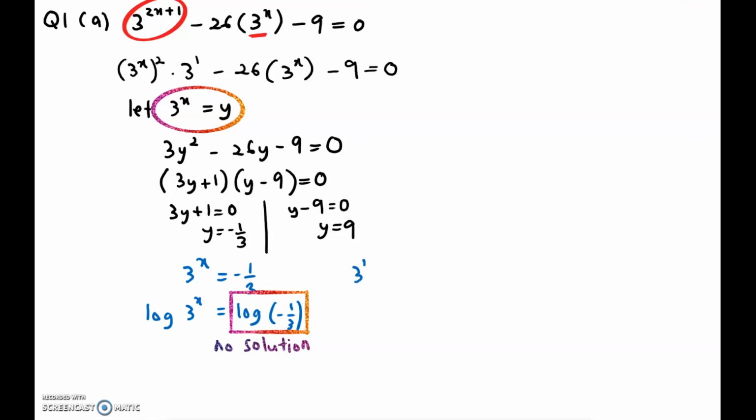So 3 to the power of x is equal to 9. Actually, for this part you can use indices. You can think, 3 to the power of what is equal to 9? So you will get 3 to the power of x is equal to 3 to the power of 2. So hence your value of x is equal to 2. So this is your final answer.